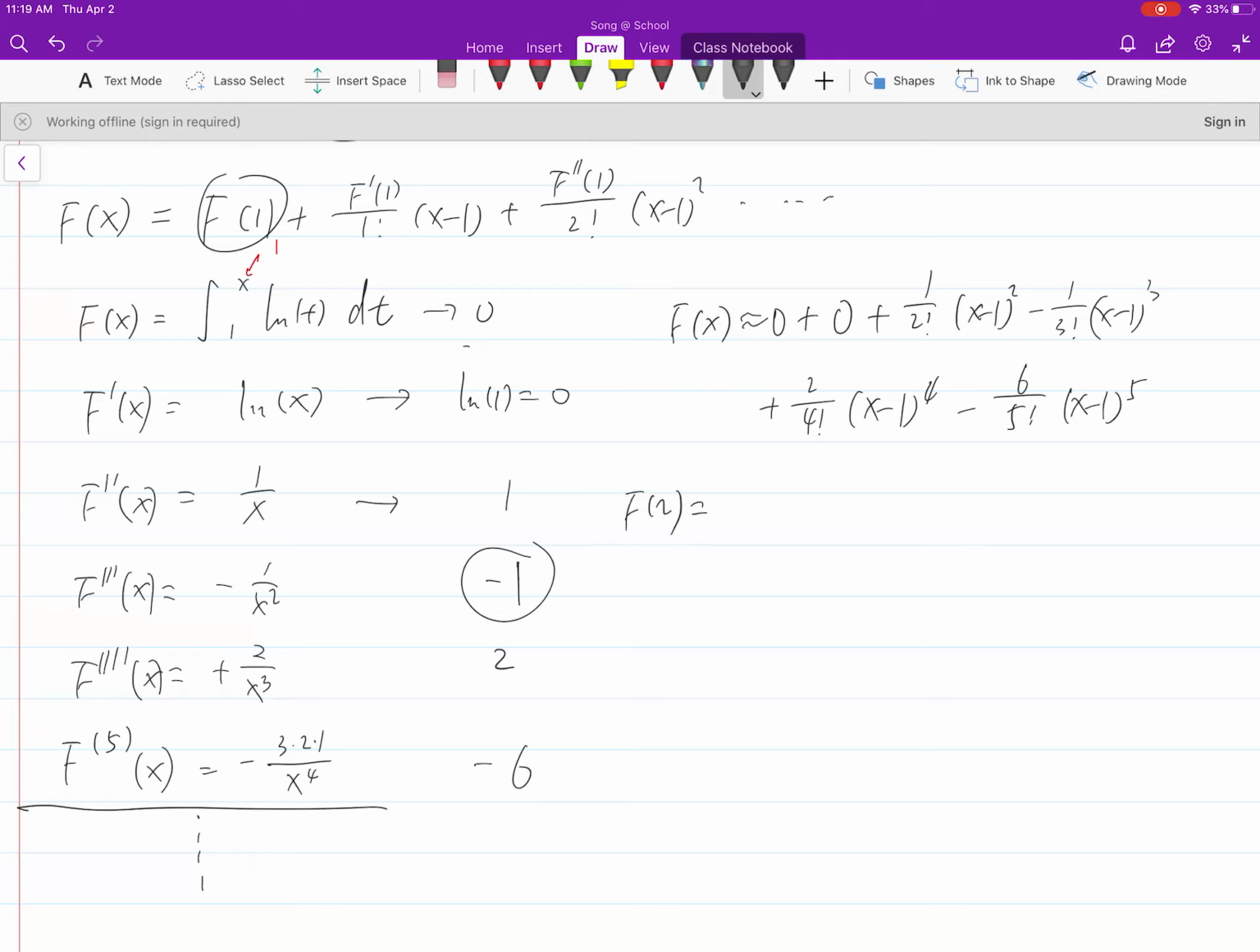Then, what is f(2)? Which is the integral we're trying to look for. It's going to be 1 over 2. 2 minus 1 gives you 1. 1 squared gives you 1. Minus 1 over 6, which comes from 3 factorial, plus 2 over 24 minus 6 over 120. According to the formula we just did. Remember, this is not accurate. This is the approximation because you throw away all the terms after that. But nonetheless.